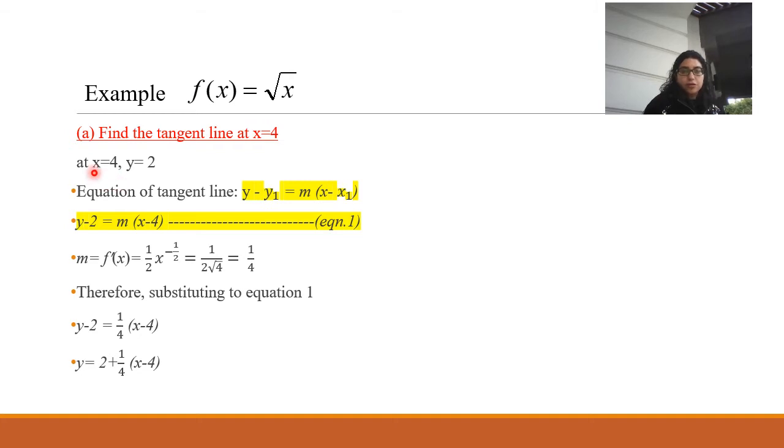So we now know that x equals 4, y equals 2, so the equation of the tangent line will be y minus y1 equals m. m is the derivative, times x minus x1. So m will be half x to the power negative half, and I substituted, and I now know that m equals 1 over 4. Therefore, substituting back into equation 1, y minus 2 would be equal to 1 over 4 times x minus 4. So y equals 2 plus 1 over 4 times x minus 4.